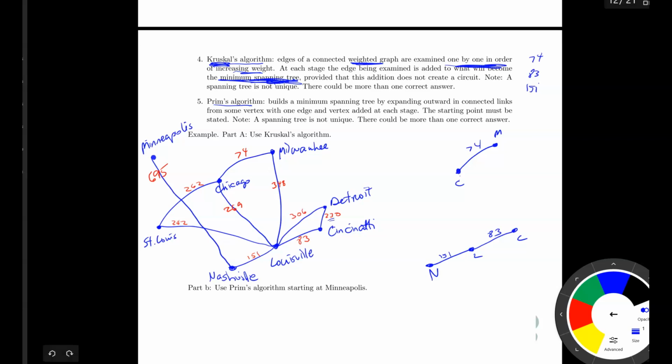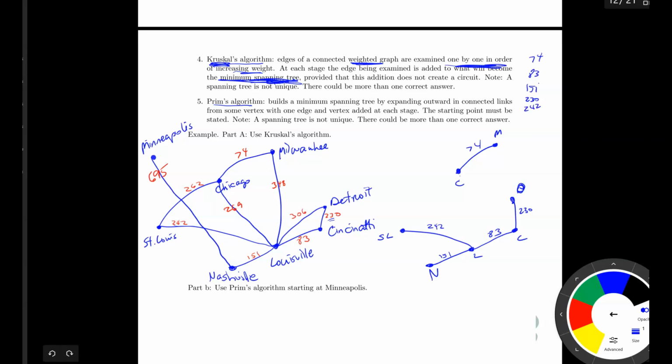Next would be 230. That would be the next smallest weight. So there it is to Detroit. D for Detroit, 230. Okay, just keeping track of which ones I have, right? Then I'm looking for the next smallest weight, which I believe would be 242, right? So that's taking Louisville to St. Louis. So St. Louis, that's 242.